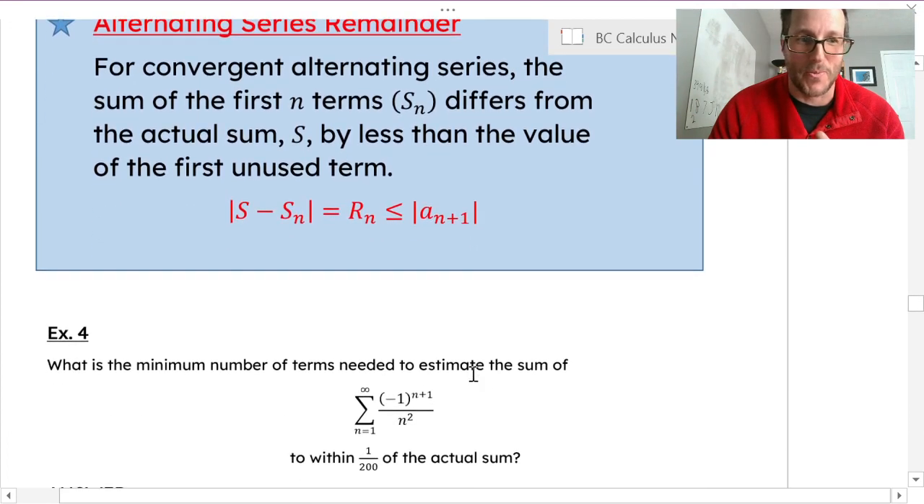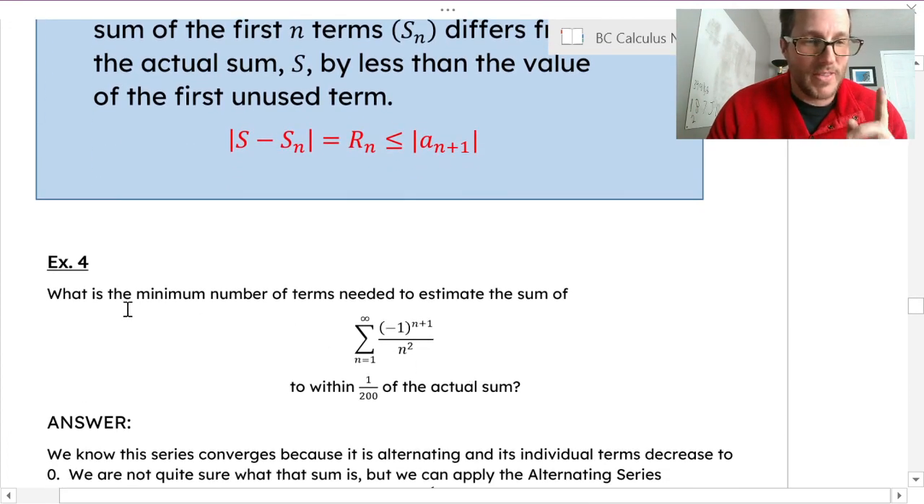That's completely rad. All right, so in this example, we're going to look at this series and see if we can do some stuff with it.